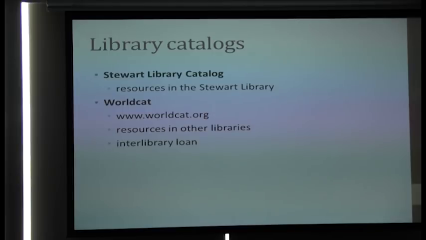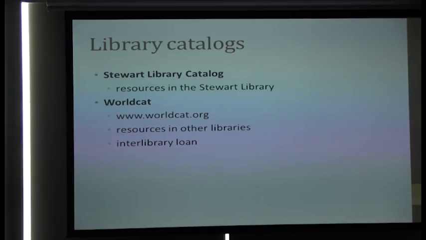So if you're not finding what you think you should find in our catalog, there's a resource called WorldCat, and the address is worldcat.org. You can go to that, and basically it's a catalog of catalogs. So it's a great resource to find books, and it actually has articles and things like that in there. And then what you can do is find that kind of resource in another library and then use interlibrary loan to order it.